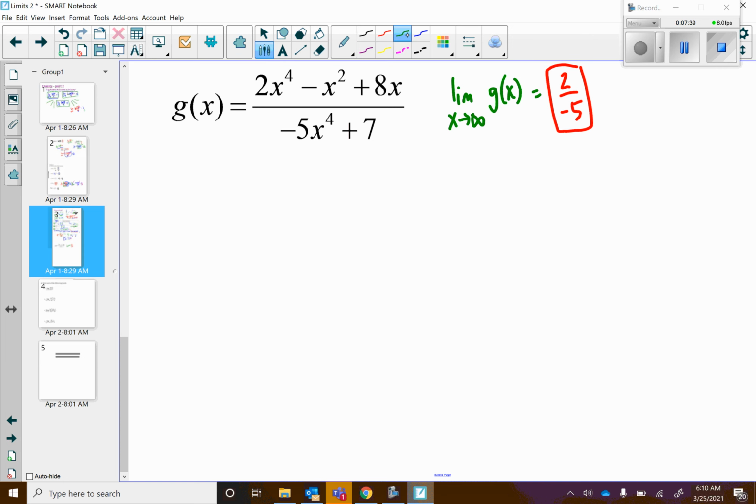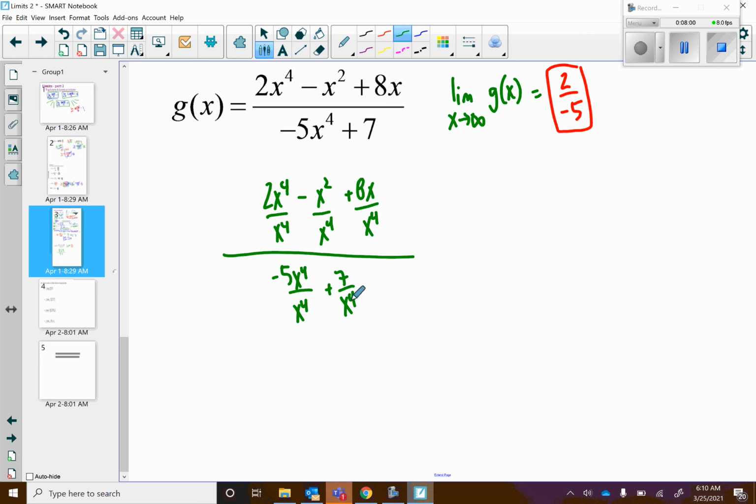You wouldn't expect to do this, but what if I took every piece, 2x to the fourth minus x squared plus 8x, and divided by the highest degree. So we have something that looks like this. Well, notice these are going to cancel, these are going to cancel. Here we're left with x squared in the denominator, here we're left with x cubed. But the thing that's important is to think as x approaches infinity. As the denominator of a fraction gets bigger and bigger, what does that fraction become? Smaller and smaller. So this approaches 0, this approaches 0, this guy approaches 0, and all we're left with is this 2 and negative 5.